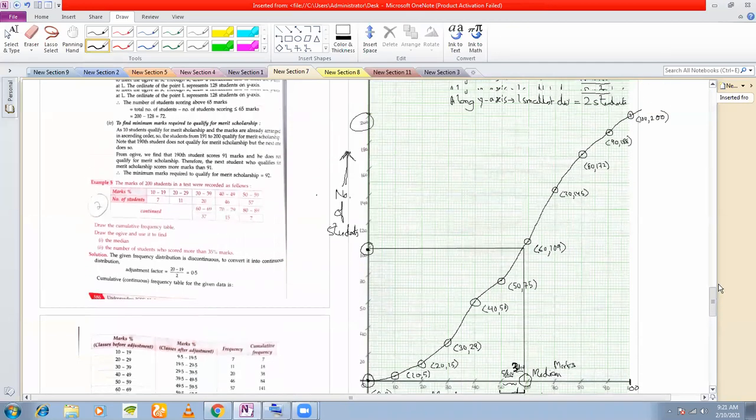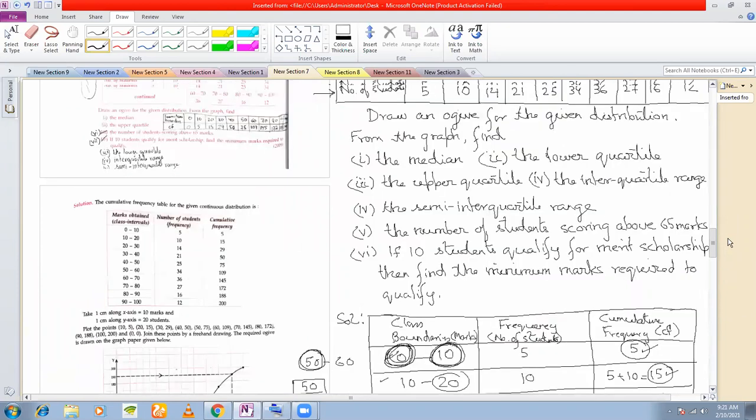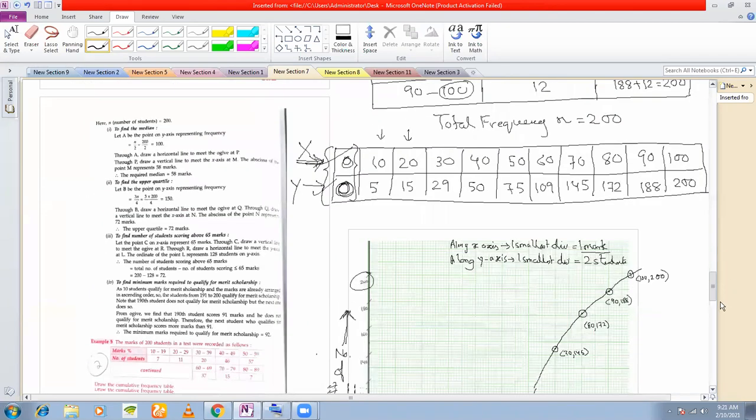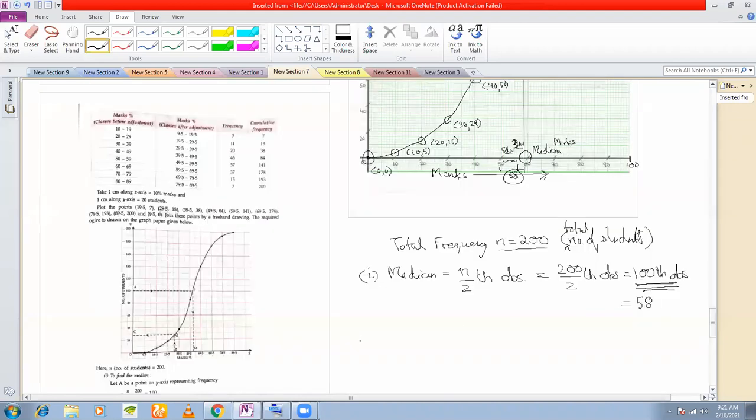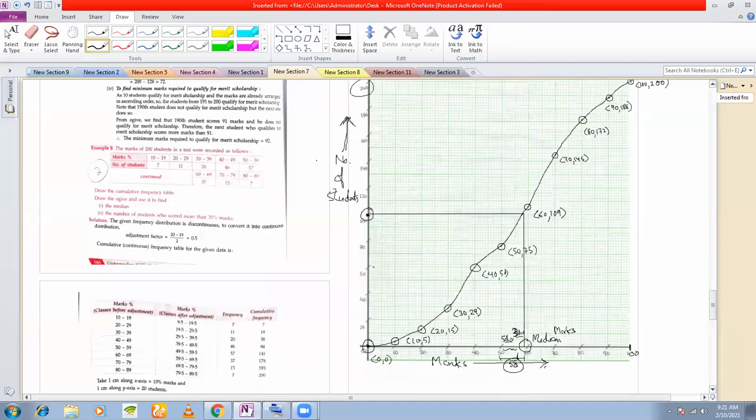Okay, next we'll follow exactly similarly for the lower quartile and the upper quartile. Okay, so for the lower quartile, Q1 is n by 4th observation. N here is 200 divided by 4, which is the 50th observation. Now we try to locate the 50th observation. Along the y-axis, you locate your 50, which is this point here.